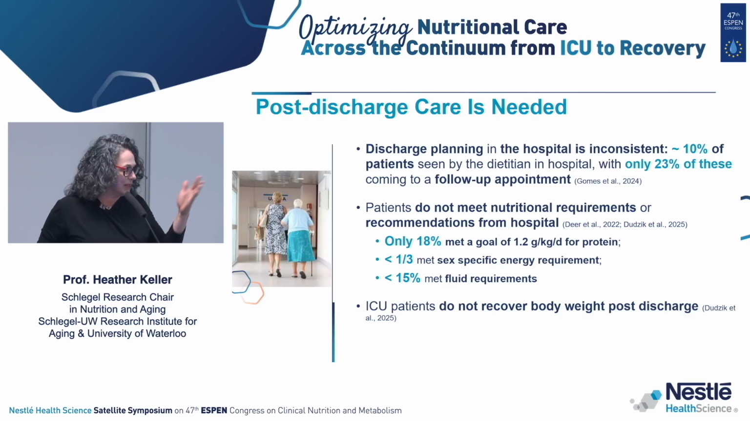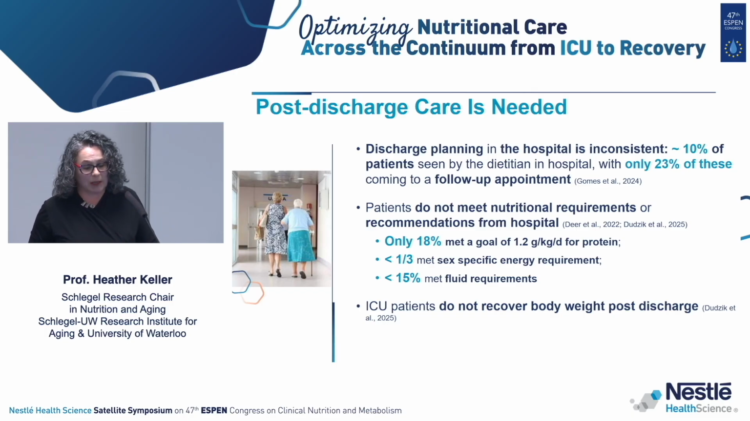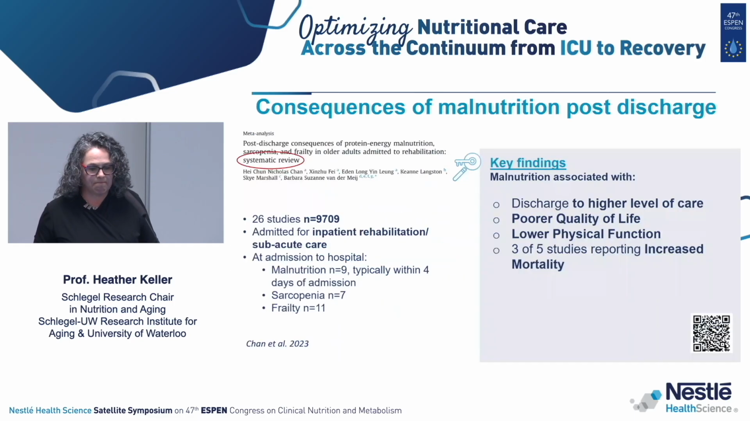There might be some of the psychological challenges we've spoken about, or perhaps there are financial challenges or other systemic challenges for these people. But we see that only about 18% will meet a goal of 1.2 grams per kilogram per day for protein. Less than a third are going to meet their sex-specific energy requirements, and less than 15% are going to meet their fluid requirements. So it's not just malnutrition, but also dehydration that we have to worry about. And we know that ICU patients specifically do not recover their body weight post-discharge, and lots of great data was already presented about those issues for you today.